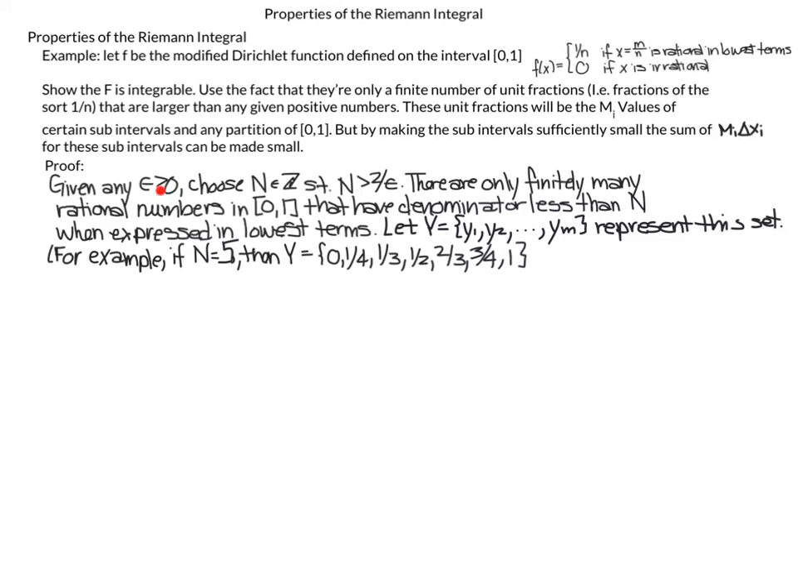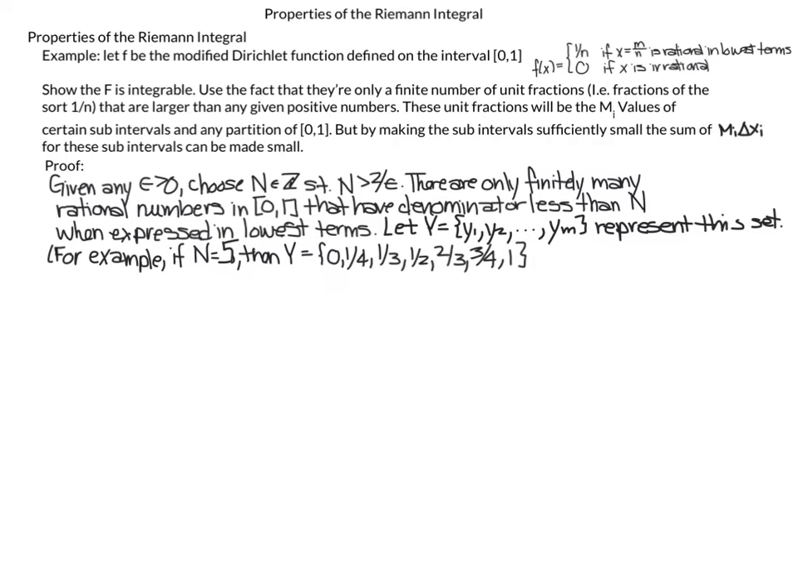So let's start. If we're given an epsilon greater than 0, we are going to choose an integer capital N such that our integer is greater than 2 divided by epsilon. So now, as we had mentioned over here, there are only finitely many rational numbers in the interval 0 to 1 that have a denominator less than or equal to N when expressed in lowest terms. So let Y equal y1, y2 up to ym represent this set here.